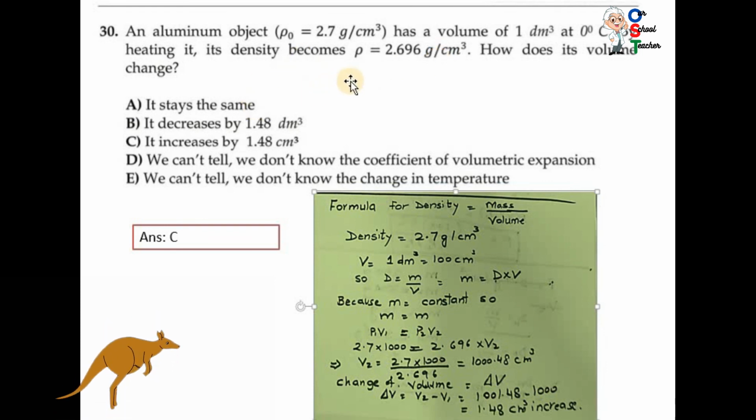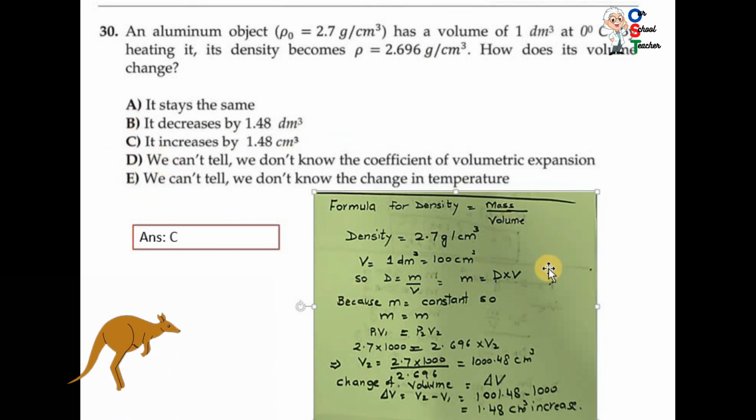Actually, when we heat something, obviously volume will change. D is equal to M over V. It stays same, it decreases by 1.4, it increases. When you heat the thing, obviously molecules will move, so it will expand, you can say. So volume will be increased, but how much? So we need calculation. We can't tell, we don't know the coefficient of the volume expansion, we don't know the change in temperature. D and E and AB all 4 are wrong.